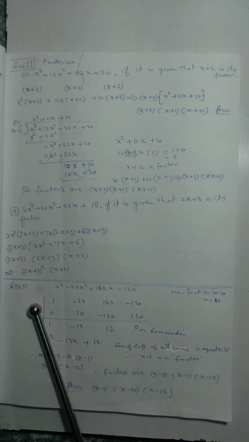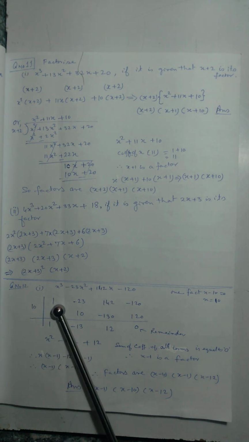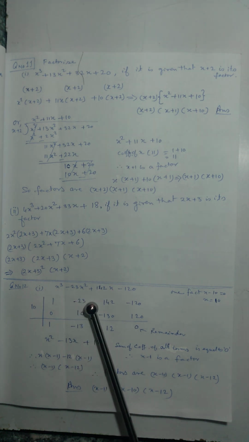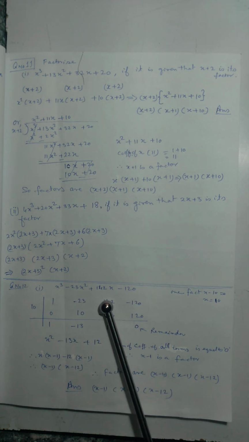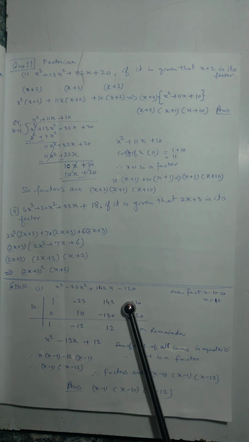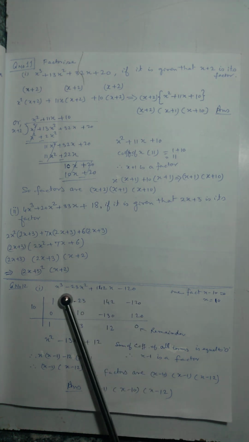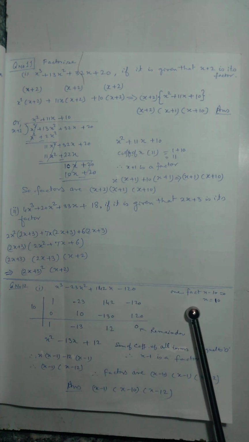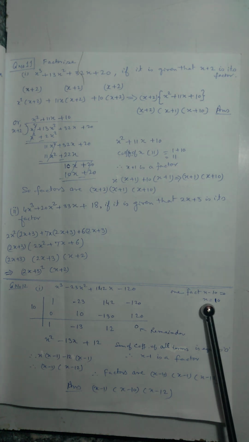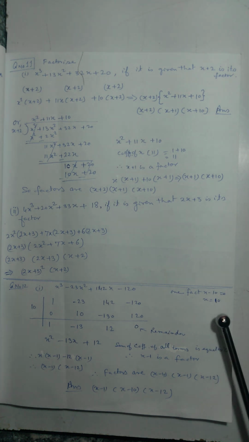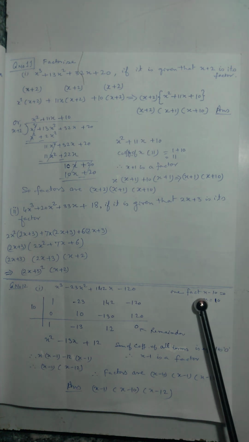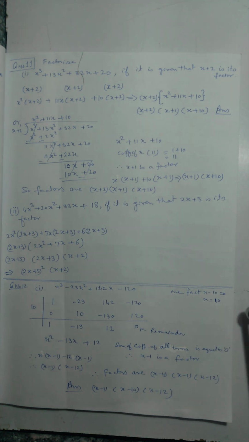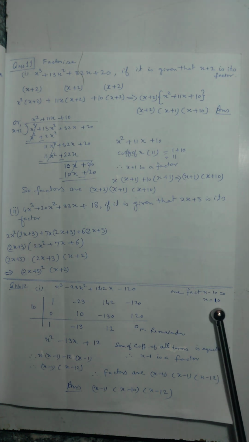Now proceed to question number 12. Here x cube minus 23x square plus 142x minus 120. This cubic polynomial is given to you. Side by side, you are given that x minus 10 is one of the factors. So, if x minus 10 is one of the factors, then put x minus 10 equal to 0. So, x will be equal to 10.